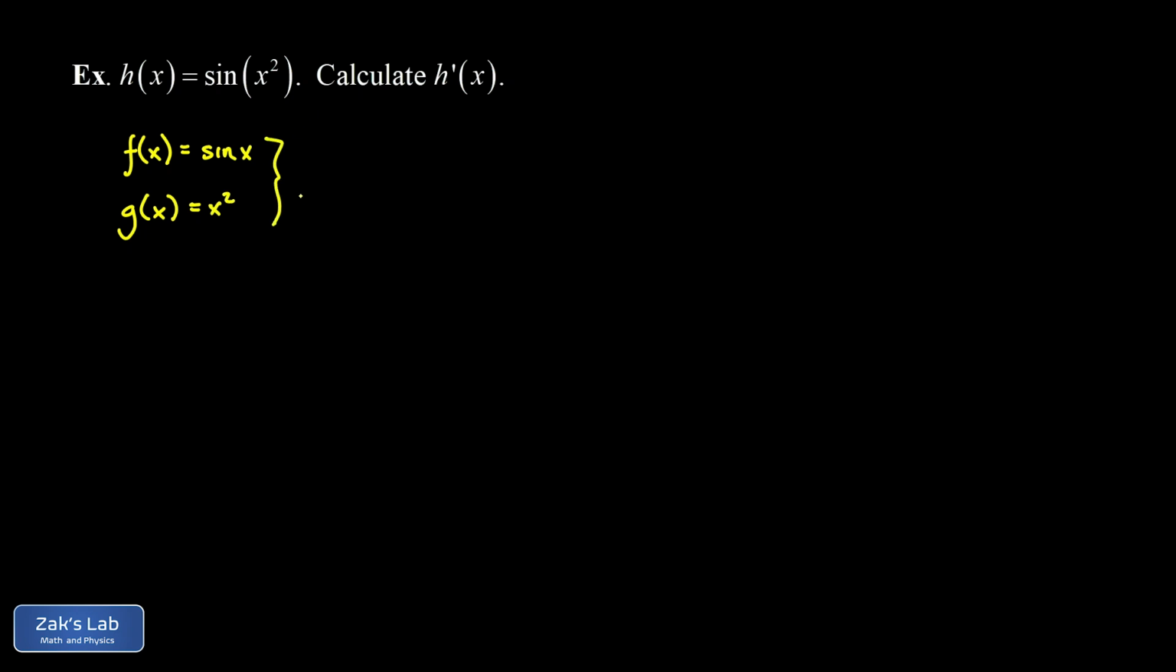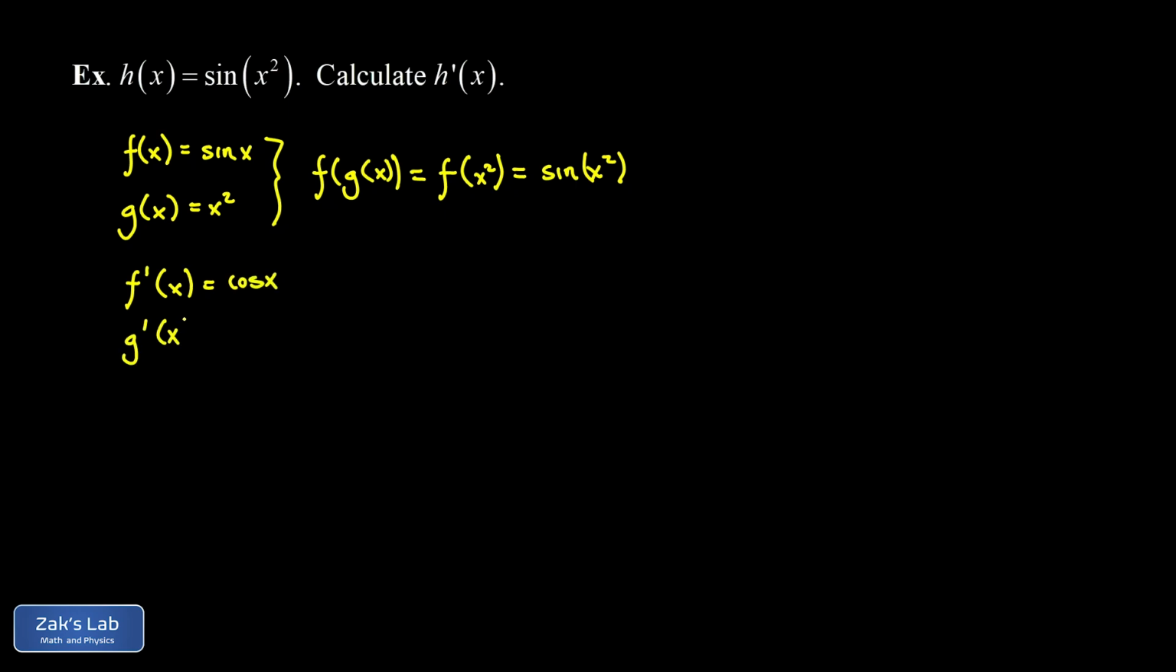And you can just verify that this function composition is working as it should by computing f of g of x. Well, that's just f of x squared, because g of x is x squared. And f of x squared means you replace all the x's with x squareds, and I get the sine of x squared. Okay, so we've correctly identified the functions that are involved in the composition. Now it'll also be handy if I make a note of the derivatives of these functions. So f prime of x is just cosine x, and g prime of x is 2x.